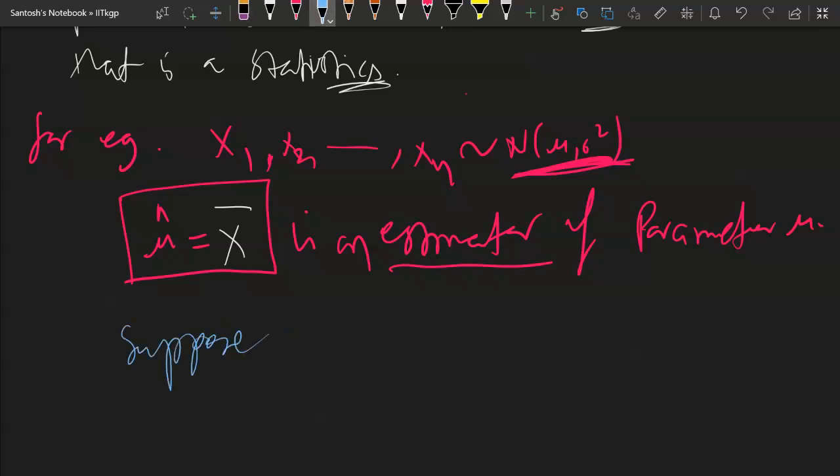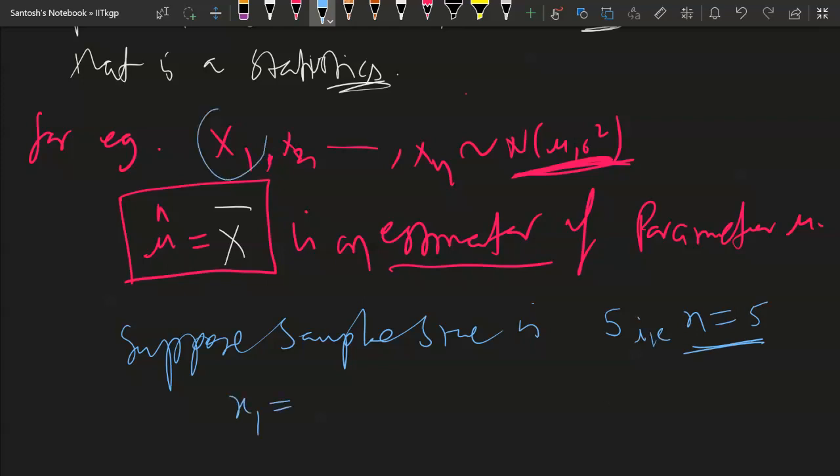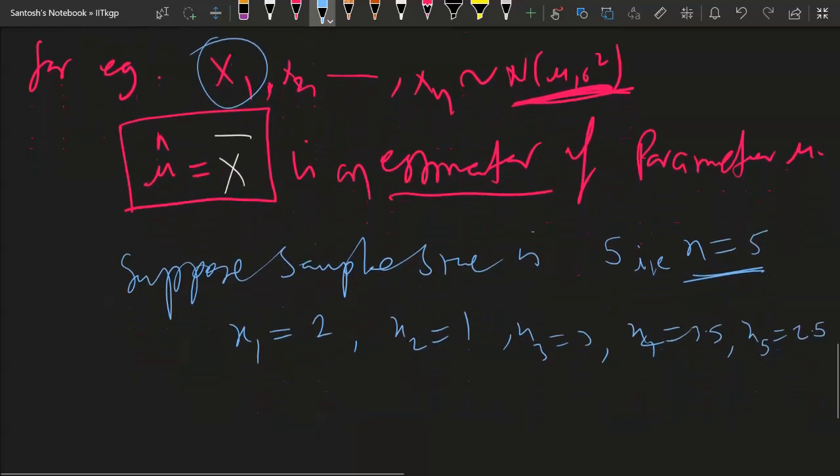So suppose the sample size is 5, that means n is equal to 5. And small x1 is the observed value of capital X1. Suppose this is 2. X2 I write 1. X3 I write 3. X4 I write 3.5. X5 I write 2.5. So these are observed values of random variables.